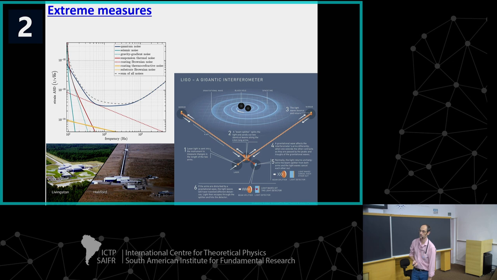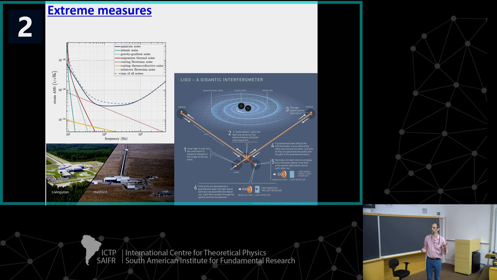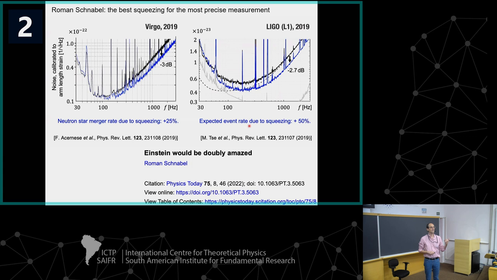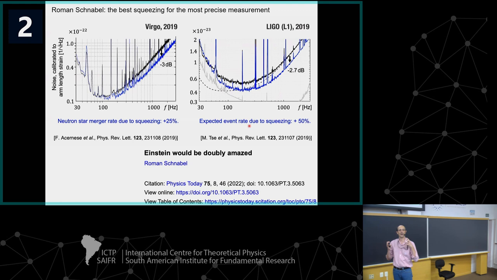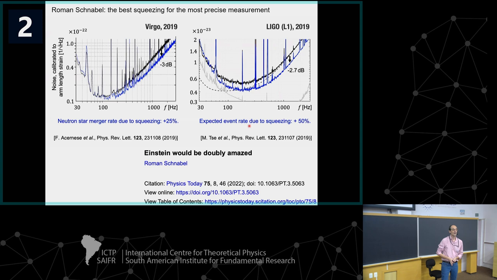That was the proposal way back by Carlton Caves in the 80s, discussing gravitational waves that were under discussion of the construction of this stuff. And then Roman Schnabel got into the pursuit of making a good squeezer, reliable, trusty, and with a high level of squeezing, to put on the LIGO.